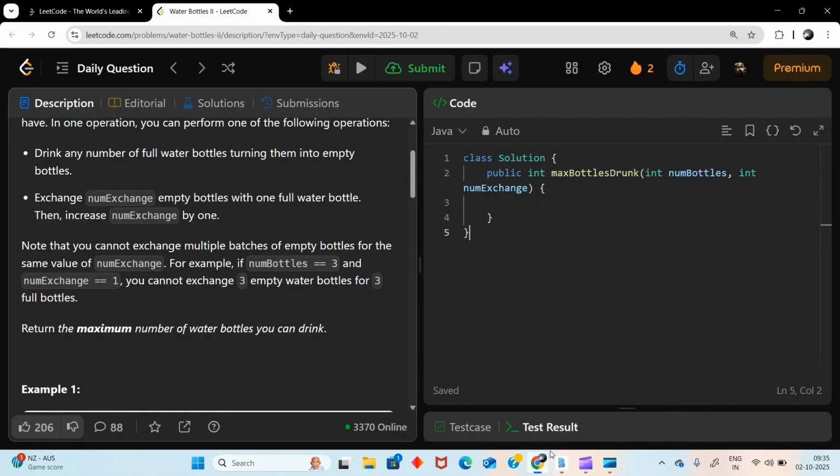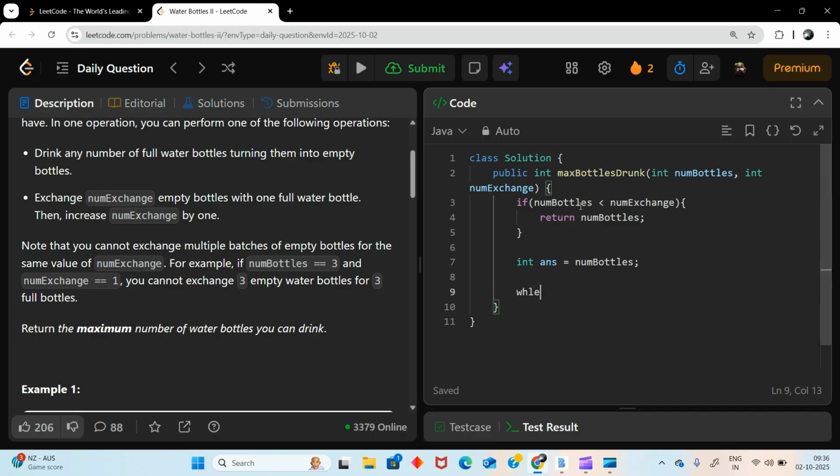So now let's start coding. So here what we will do is, if my number of bottles is not greater than, sorry, less than the number of exchange, that means we will return the number of bottles, that much I can drink. I won't be able to exchange anything in this case. And my answer will be initially the number of bottles.